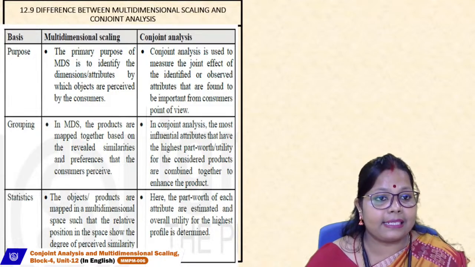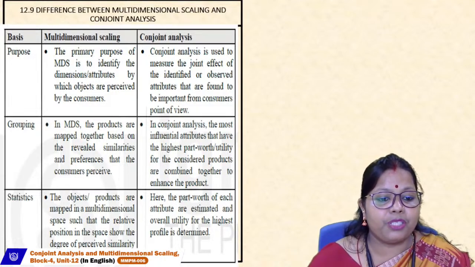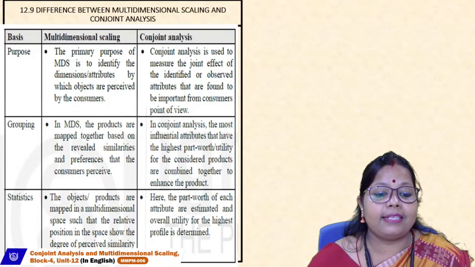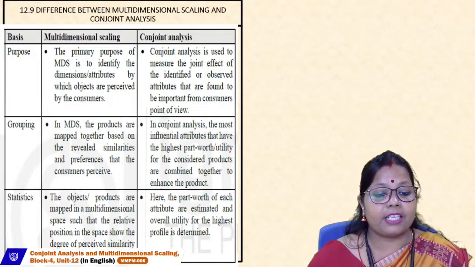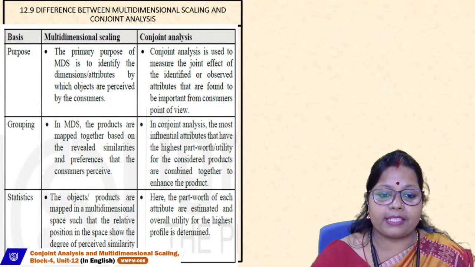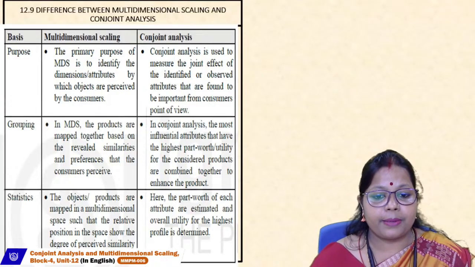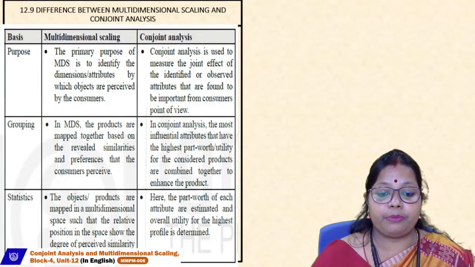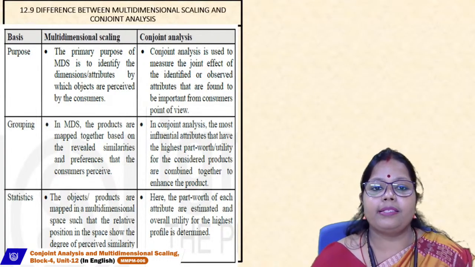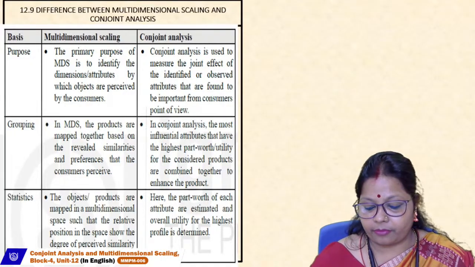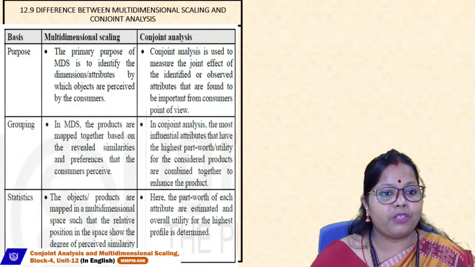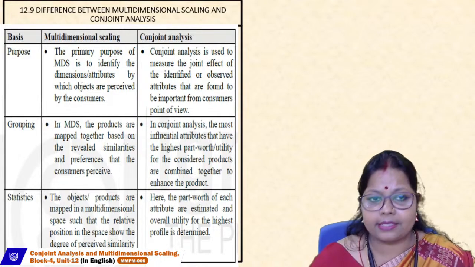And coming to the statistics, what are the differences? The objects and products are mapped in a multidimensional space such that the relative positions in the space show the degree of perceived similarity and preferences. Whereas in conjoint analysis, the part worth of each attribute is estimated, and the overall utility for the highest profile is determined quickly. So that was all about the differences between multidimensional scaling and conjoint analysis.